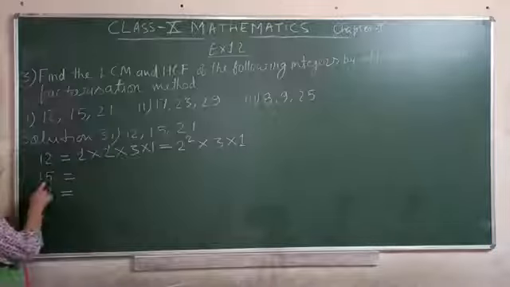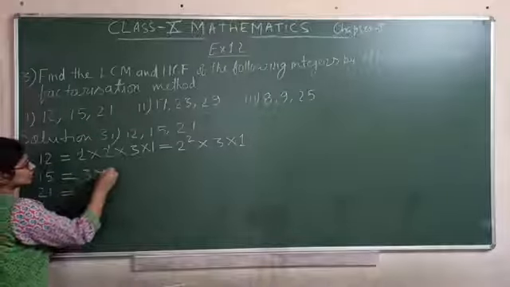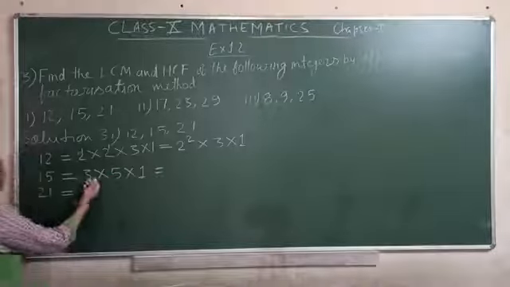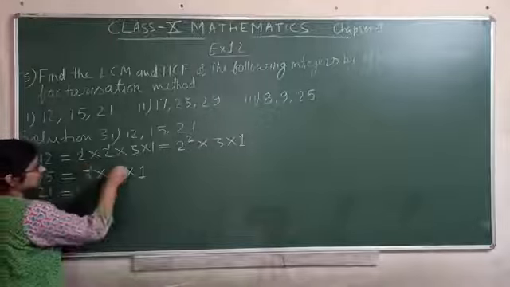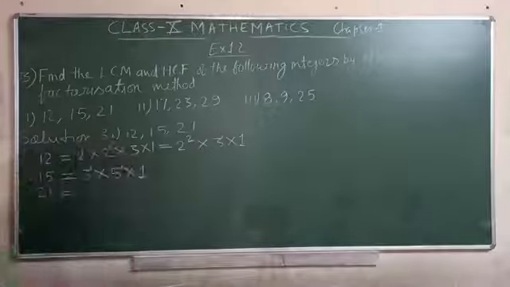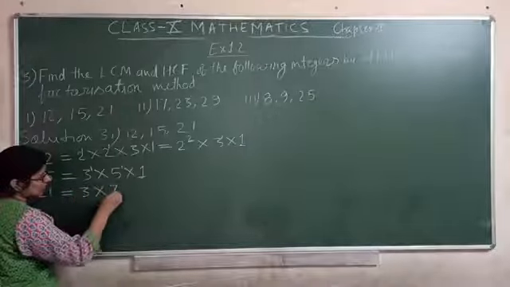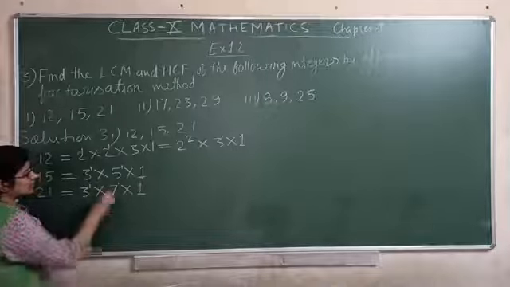Same way we will do the factorization of 15. Directly you can do 3 into 5 into 1. So here you have single powers. Power of 3 is 1, power of 5 is 1 and 1 is 1. 7 threes are 21, so 3 into 7 into 1, power 1, power 1.